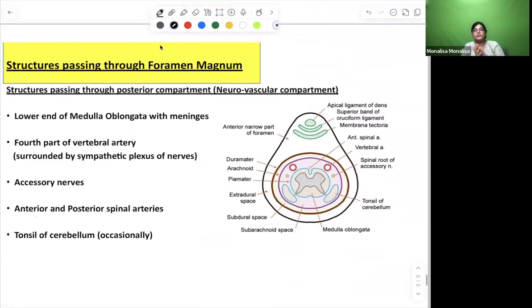In the posterior part of foramen magnum, nerves and vessels pass, that is the lower part of medulla oblongata, accessory nerve, anterior and posterior spinal arteries and tonsil of cerebellum.